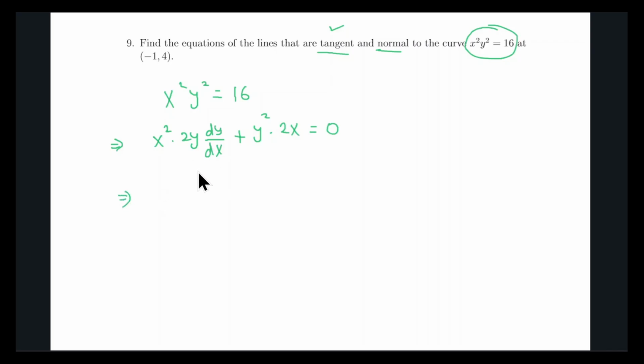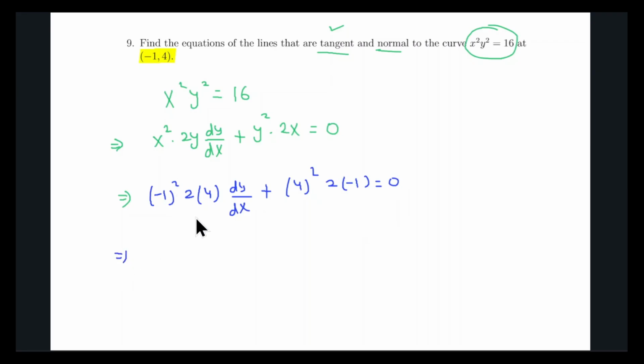I'm not really going to take the effort of isolating dy over dx, at least now, because I have a point. So it's better to simplify when I have numbers than when I have variables. So I'm just going to replace x by -1, so -1 squared, and y by 4. So let's do all that. y by 4, x by negative 1, equal to 0.